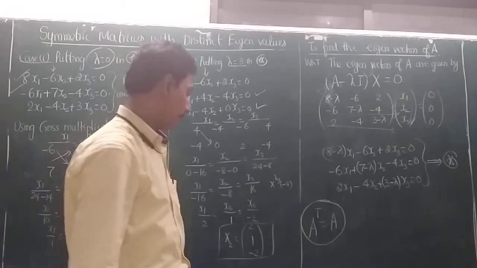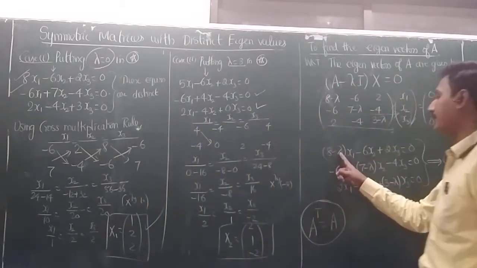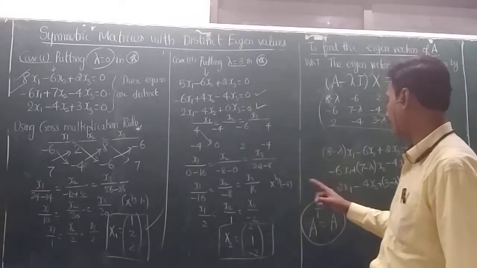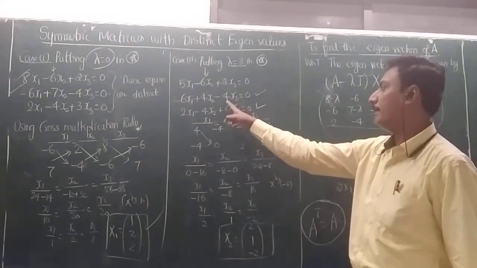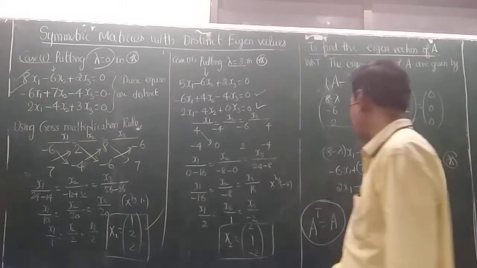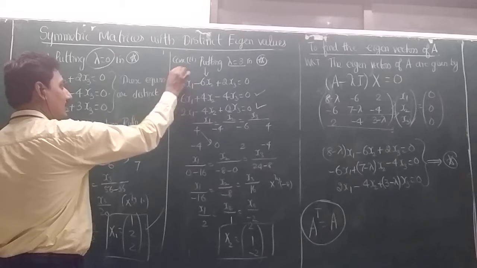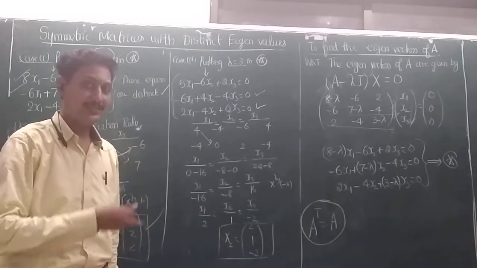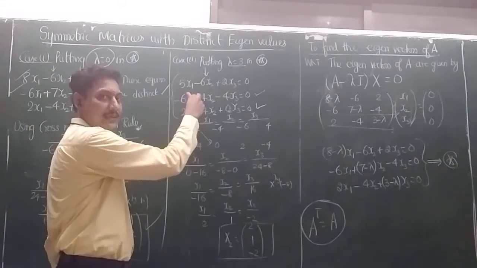Then the second case, putting lambda equal to 3 in this star equation, 8 minus 3 is 5. So 5x1 minus 6x2 plus 2x3 equal to 0. Minus 6x1 plus (7 minus 3) 4x2 minus 4x3 equal to 0. The third equation, 2x1 minus 4x2 plus (3 minus 3) 0 x3 equal to 0. Once again, all the three equations are distinct, so we can pick any two equations. For this case, I use the second and the third equations.